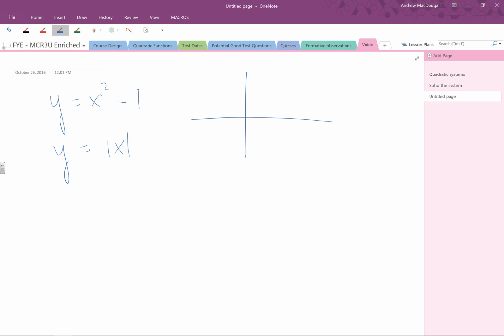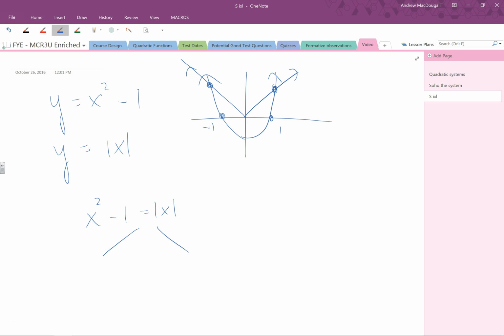Well, remember, you can always graph these out. X squared minus 1 looks like this, and the absolute value of x looks like this. And you can always use your TI Inspire calculator to find these points of intersection. However, if you feel like doing it algebraically, you can once again attempt to solve the system.